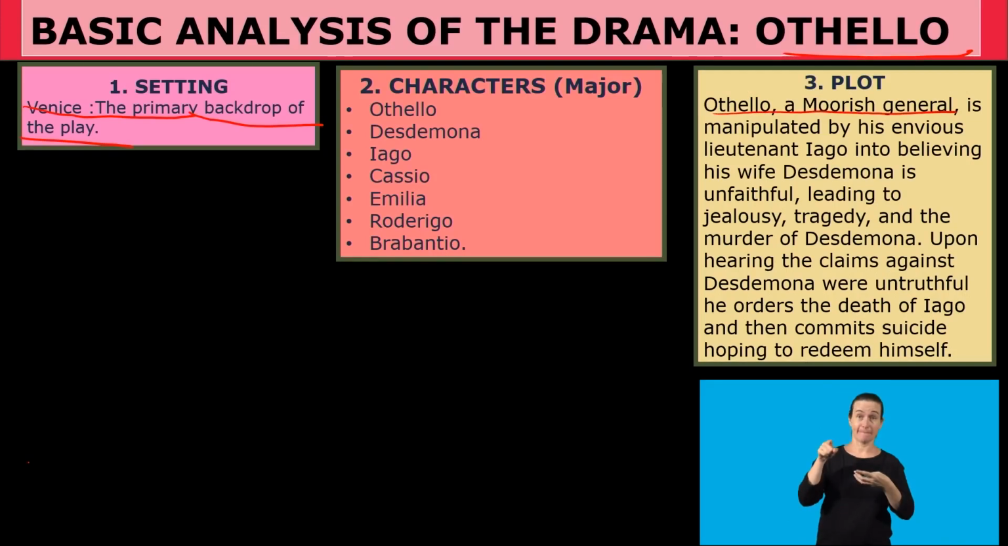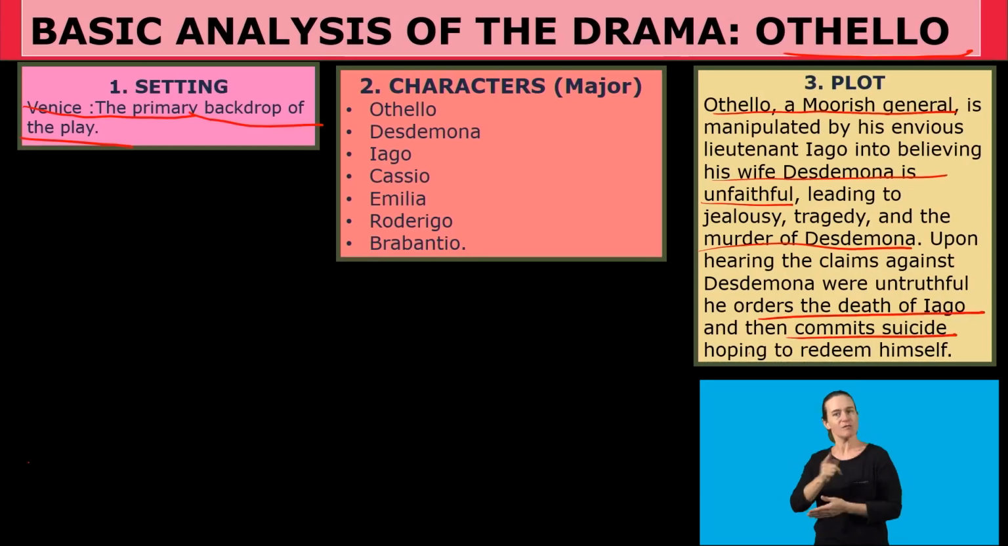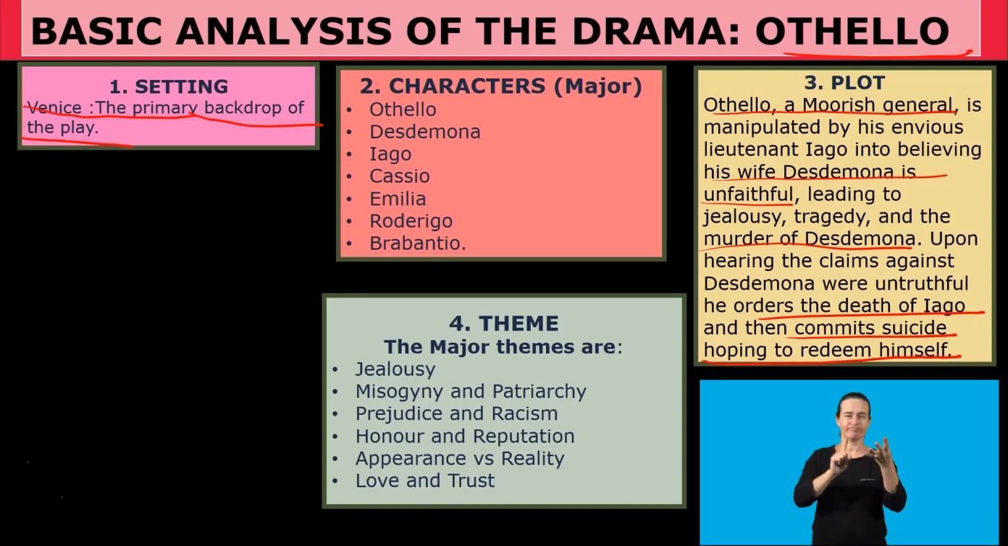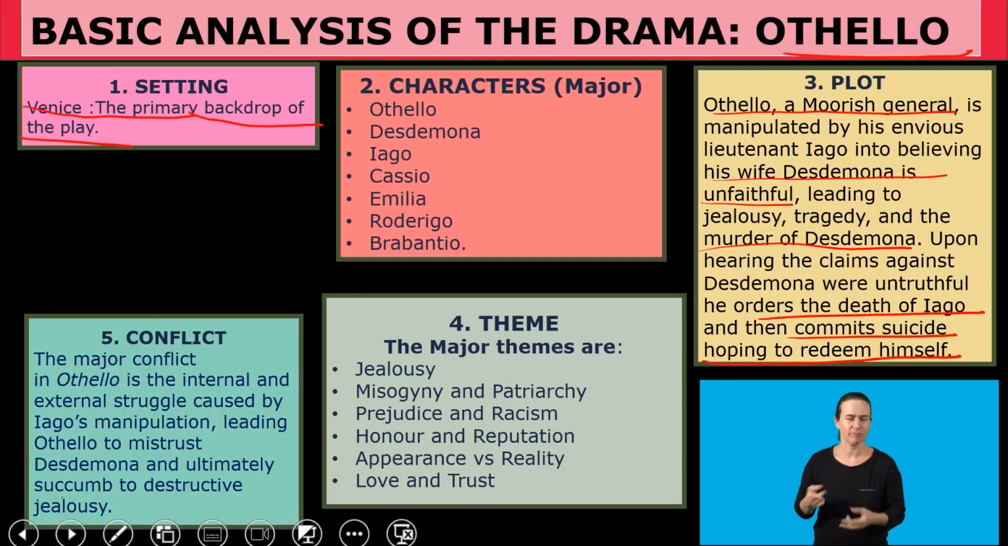He is manipulated by his envious lieutenant Iago into believing his wife Desdemona is unfaithful, leading to jealousy, tragedy, and the murder of Desdemona. Upon hearing the claims against Desdemona were untruthful, he orders the death of Iago and then commits suicide, hoping to redeem himself. The major themes: jealousy, misogyny and patriarchy, prejudice and racism, honor and reputation, appearance versus reality, love and trust.